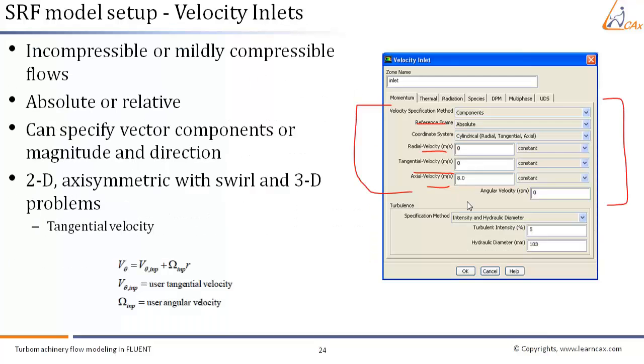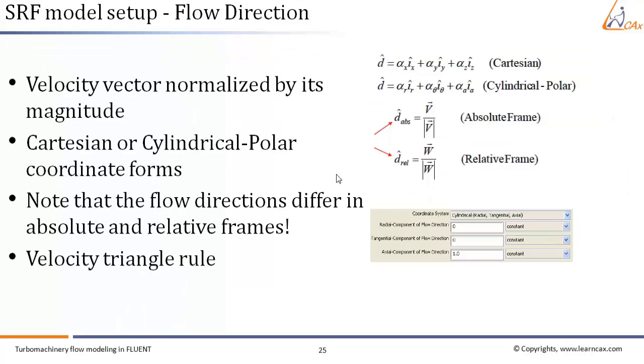Now, flow direction is also important. We have to specify the flow direction as well. When we specify the velocity inlet boundary condition, flow direction is another important criterion that we have to input. Flow direction is defined as the velocity vector normalized by its magnitude. Input allows Cartesian or cylindrical polar coordinate forms, and we have to note that the flow direction differs in absolute and relative frames. We have to use the velocity triangle rule in order to calculate the flow directions. So we have to input the flow direction here.